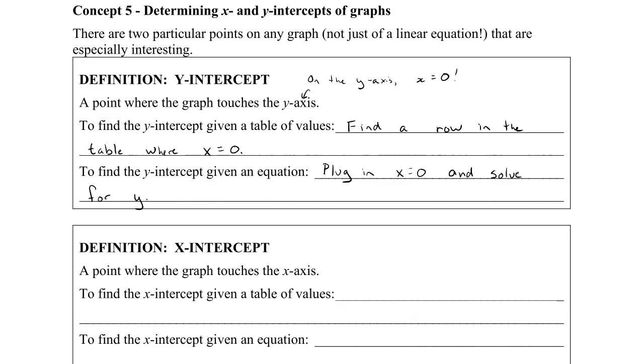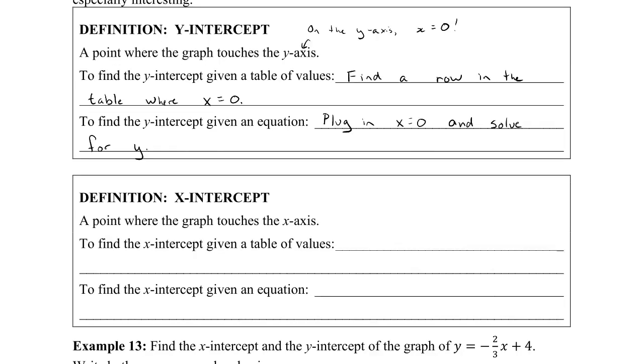There is also an x-intercept, which is a place where the graph touches the x-axis. Now on the y-axis, the value of x is 0. On the x-axis, of course, y is 0. Now y equals 0 is not a special value when we write down linear equations. So we will often need to do more work to find these points. On a graph, we just look at where we cross the x-axis. In a table, we want to find a row in the table where y is 0. And if we're given an equation, we'll just plug in y equals 0 and solve for x.